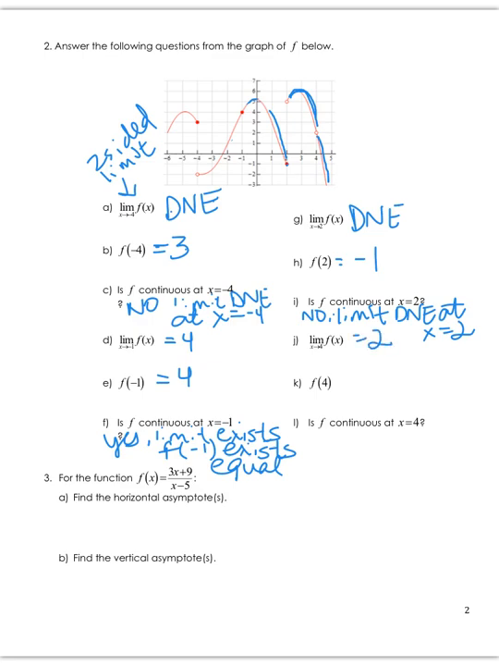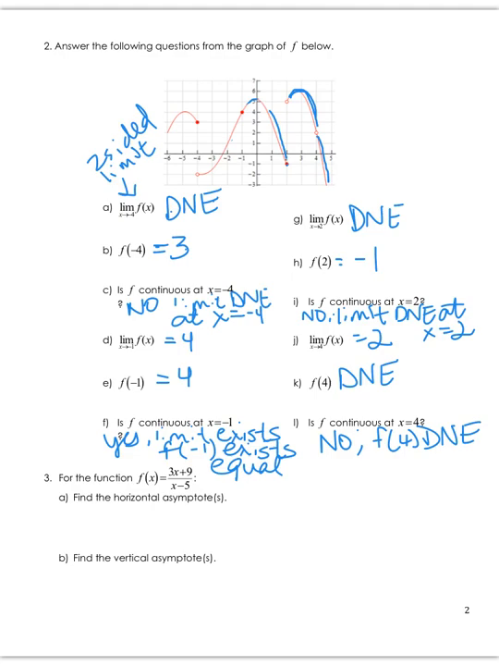F of 4 does not exist, though, because there's no closed-in circle anywhere on 4. So is it continuous? No. F of 4 does not exist. So therefore, it can't be continuous, okay?